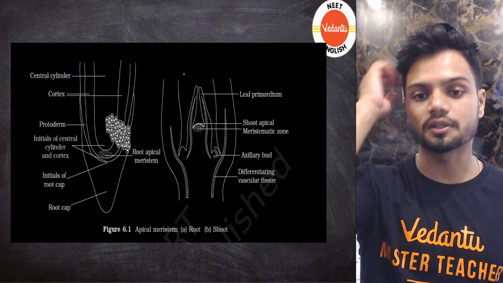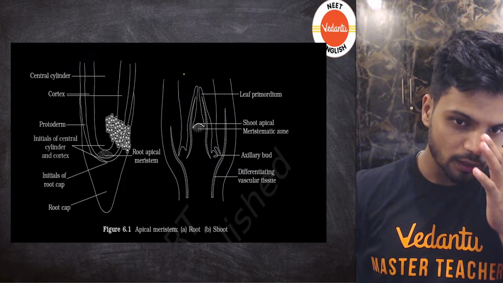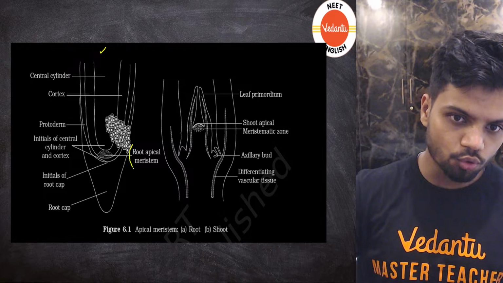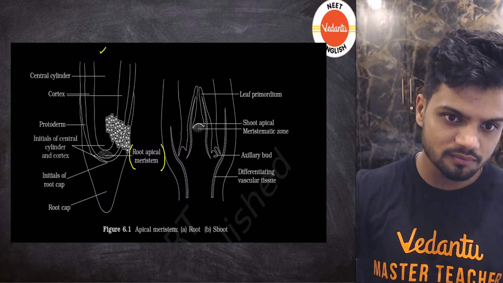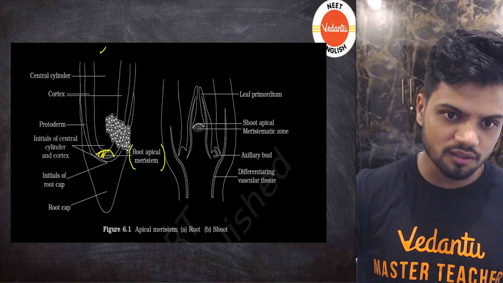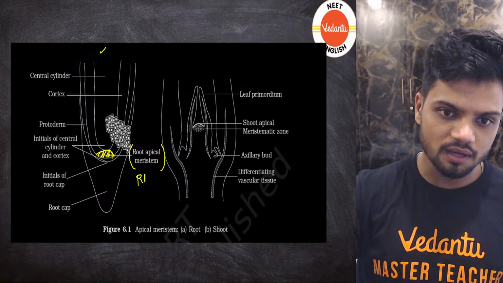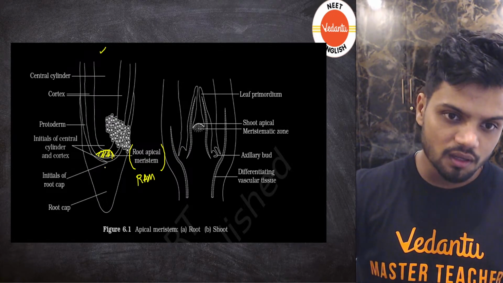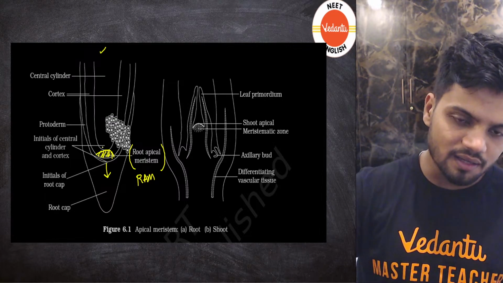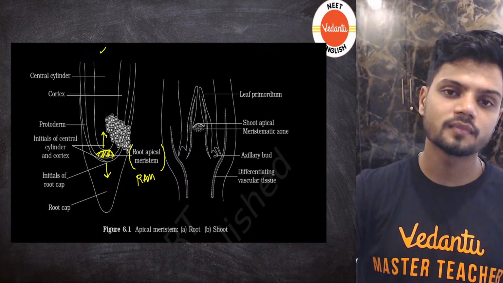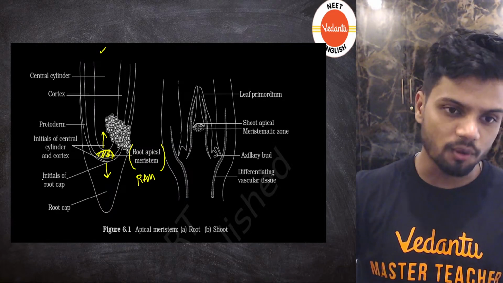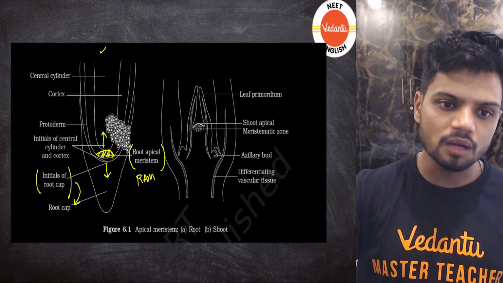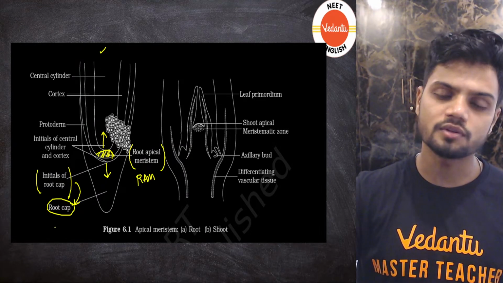Let's decode it. What do you see here? First we'll do this diagram. Do you see the root apical meristem right here? So here we have the RAM. This RAM will divide on this side, and it will also divide on the other side. When it is dividing on the bottom side, it is forming initials of root cap. These initials of root cap will develop into root cap eventually.